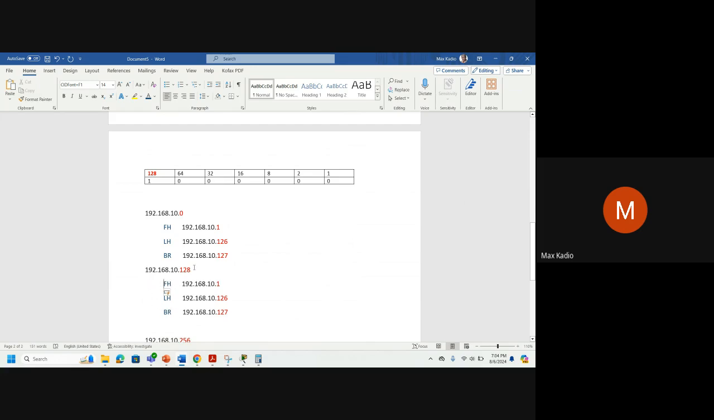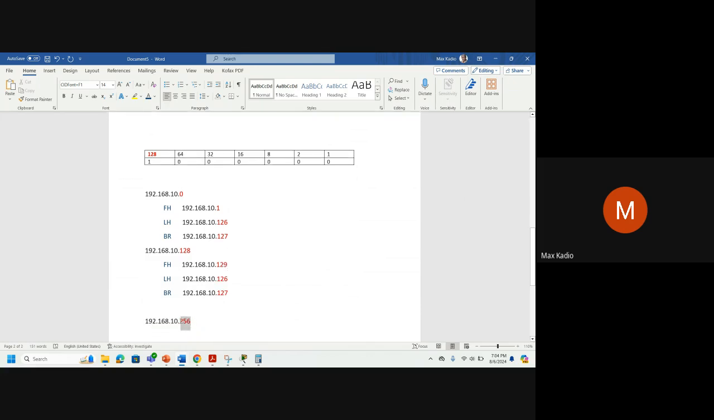So first host is the network plus 129. Broadcast is this one minus 1, 255. Here is 254, and you delete this one. It was just there to help us find broadcast and first valid host. So this is our networking.